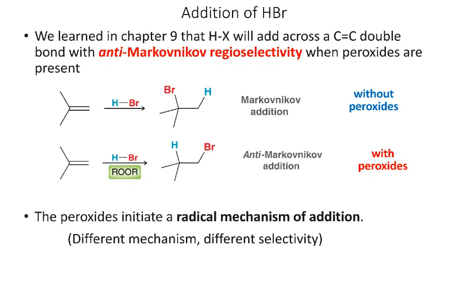So normally when we add HBr to an alkene, it adds with the bromine being added to the more substituted carbon atom, and that's called Markovnikov addition. However, when we do the addition in the presence of peroxides, the halogen, or the bromine specifically, will add to the less substituted carbon, and we get anti-Markovnikov addition. And so the presence of peroxides initiates a radical mechanism, and the different mechanism gives the different selectivity.